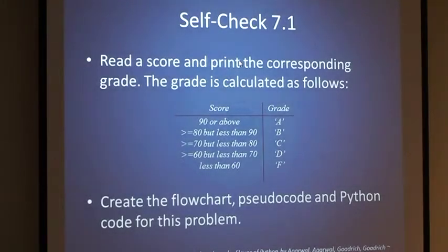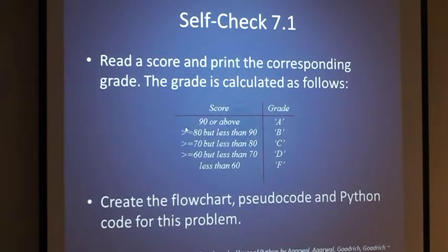So let's take another example. Suppose you read in a score, a single score, from 0 to 100. So depending on what the score is, you want to print A, B, C, D, or F. And these are the conditions.